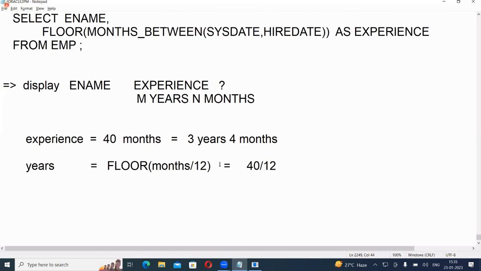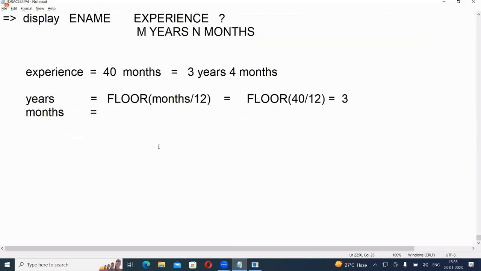So floor of 40 by 12. What does this give? 3. How to get the remaining months? If you divide months with 12, you'll get years. How to get the remaining months?